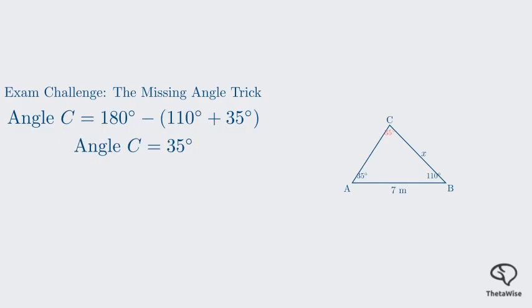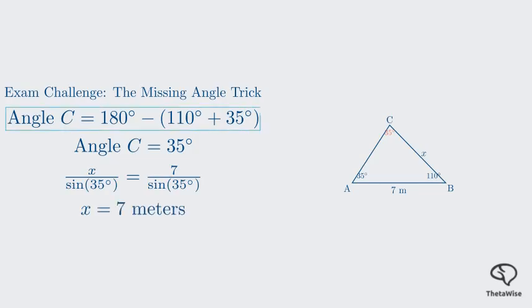Now we have our known pair, side 7 and angle 35 degrees. Setting up the sine rule, x over sine 35 equals 7 over sine 35. In this specific case, because the angles are equal, the sides are equal. But the important lesson is, if you don't have a known pair, check if you can calculate the third angle first.